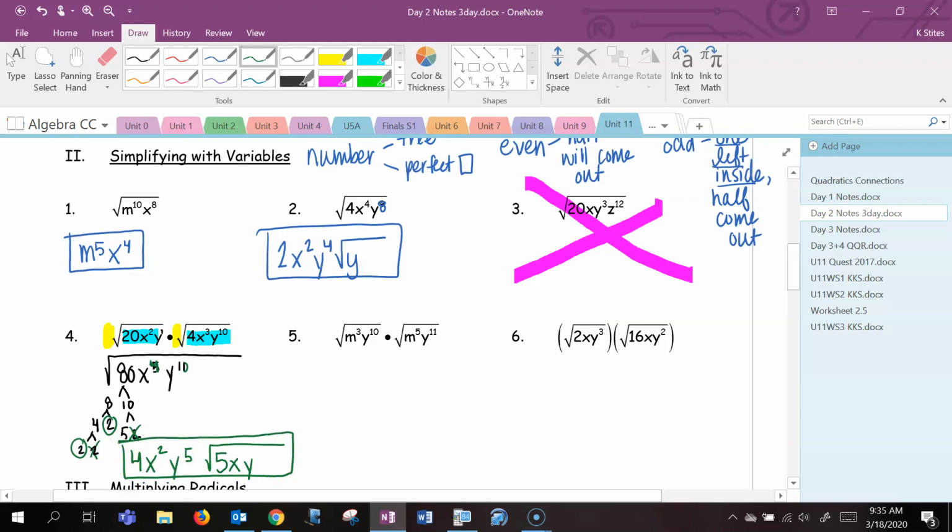Okay, and that would be your answer. This would be one of the trickier ones that you have on your quiz. So let's do 2 more like that, just to make sure that you got it.